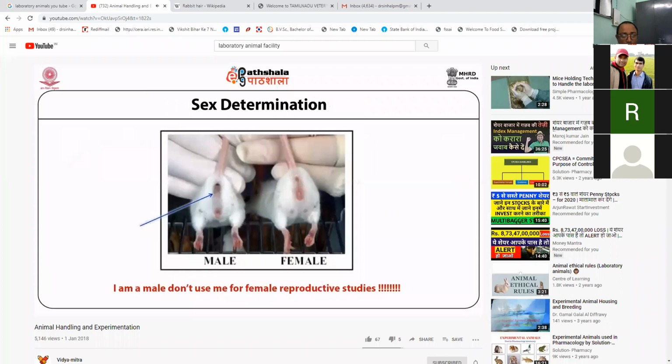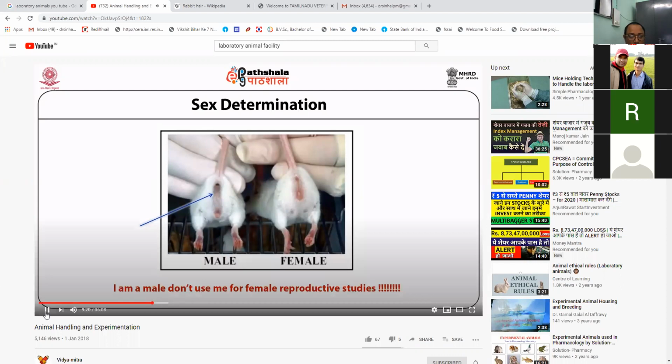This is one of the main criteria to differentiate male and female in a mouse. In case of male, if you see the distance between the anus and genital, it is larger, but in case of female, it is much shorter. This is a more important criterion when doing animal research. So sexing of the animal is important because you can't do any male reproductive studies in female.